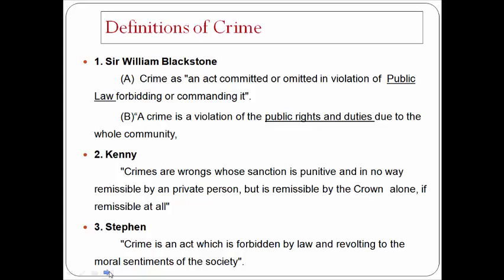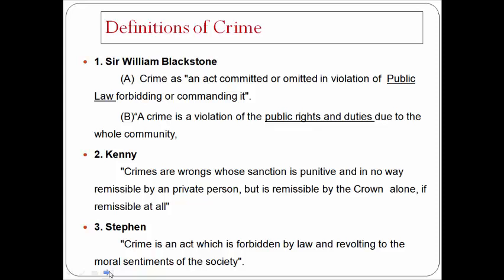He says that crimes are wrongs whose sanction is punitive and in no way remissible by any private person, but is remissible by the Crown alone, if remissible at all. As per Professor Kenny, crimes are wrongs whose sanction is punitive, punitive in the sense of punishable. If any person does any wrong and the wrong is liable to be punished, then such a wrong can be considered a crime, provided that such a wrong is in no way remissible by any private person.